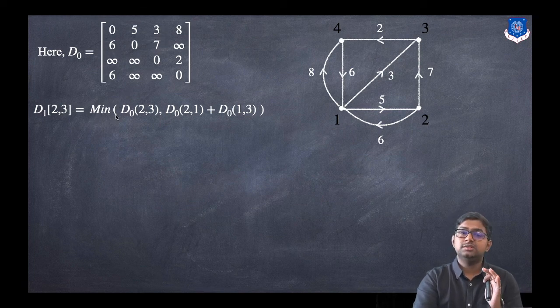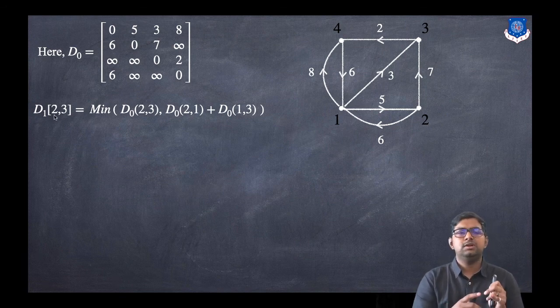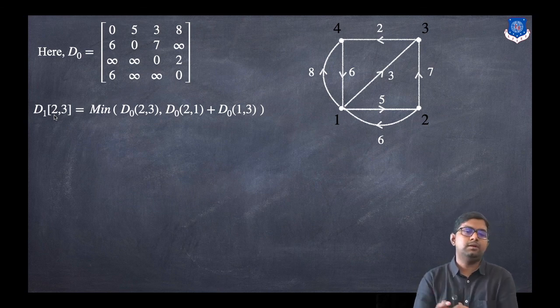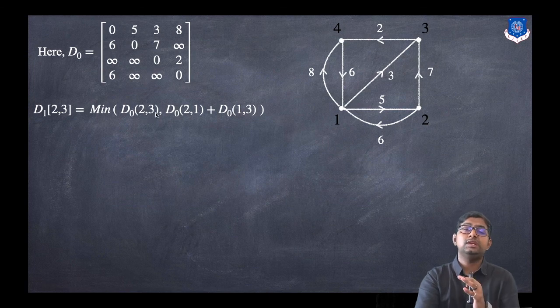So that is the minimum of D0 of 2, 3, whatever the distance is there, and now we will put in 1 in between. Because it is D1, there will be a total of 4 steps. For D1 we will put 1 as an intermediate vertex, for D2 we will put 2, then for D3 we will put 3, and for D4 we will put 4 as an intermediate vertex. So we can check whether there is a shortest path or distance between 2 and 3 or not.